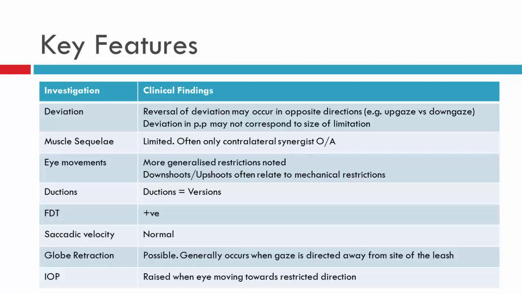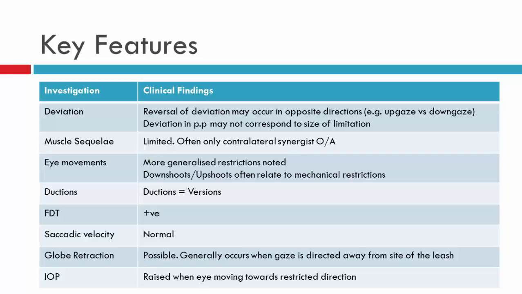In terms of the eye movements, more often than not, though not always, it's generalised, so you don't tend to see restriction in dextro depression, for instance, but rather you tend to see it along the entire depression. Again, there are exceptions to that, but that is one of the general findings of mechanical restrictions. In mechanical restriction, we also often see downshoots and upshoots, and we see this more often than we do in other types of conditions. The ductions will be equal to the versions because the restriction is mechanical and not neurogenic. The forced duction will be positive.